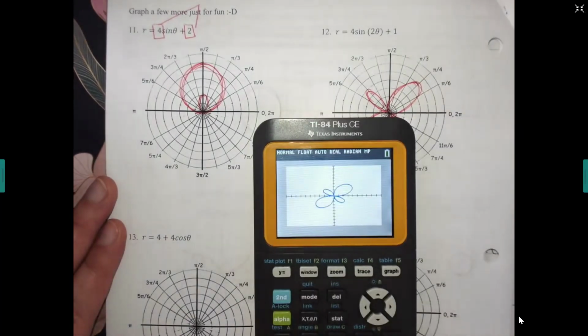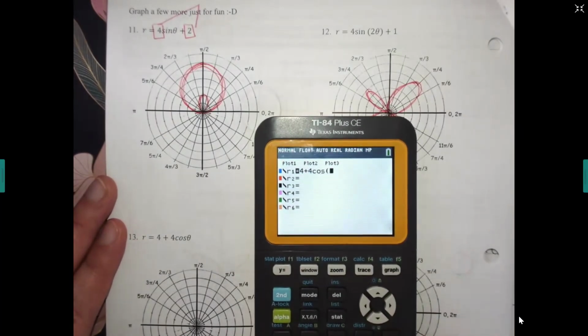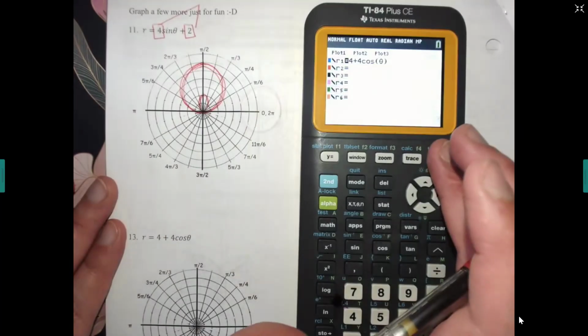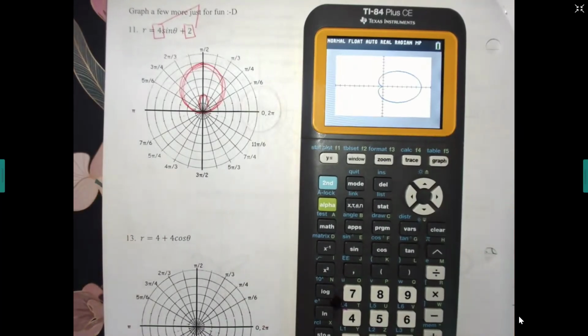All right, then we have one more left down there at the bottom. 4 plus 4 cosine theta. You'll notice that this one is almost kind of a lily pad, but it's missing that center loop. So usually we'd call this a heart pattern. But the names really aren't important. You'll be picking it for your homework.